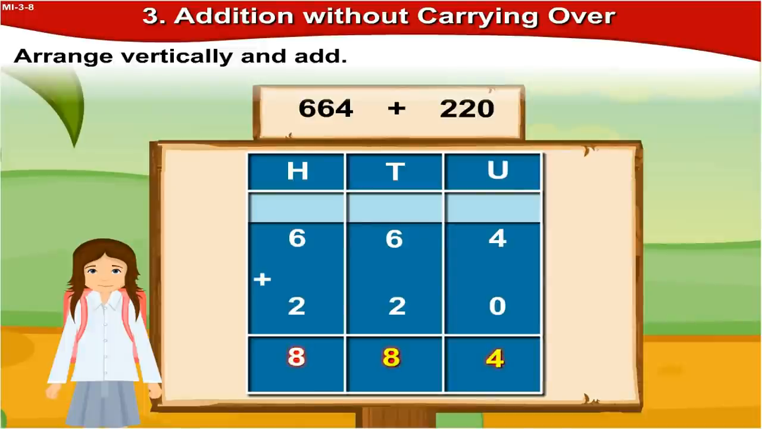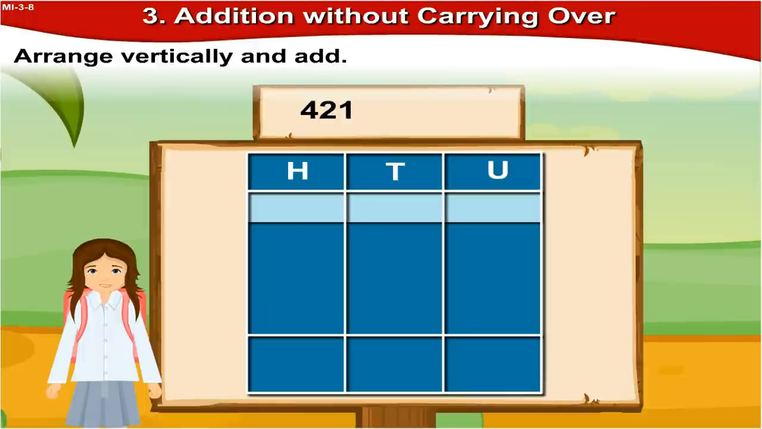Now let us see the next sum. 421 plus 351. First we'll arrange them vertically. Let's write HTU. Now 421 is 400, 2 tens, 1 unit, plus 351 would be 300, 5 tens, 1 unit. Let's begin the addition. 1 unit plus 1 unit is 2 units. 2 tens plus 5 tens is 7 tens. 400 plus 300 is 700. Which means the answer is 700, 7 tens and 2 units. That means 772.